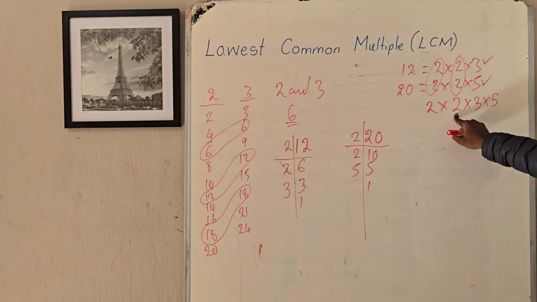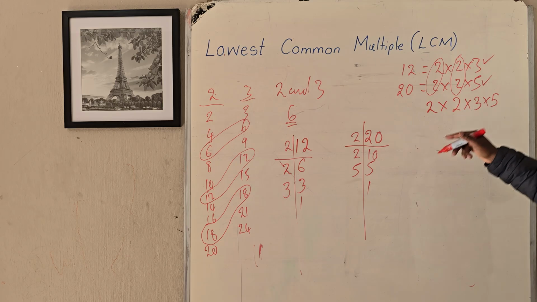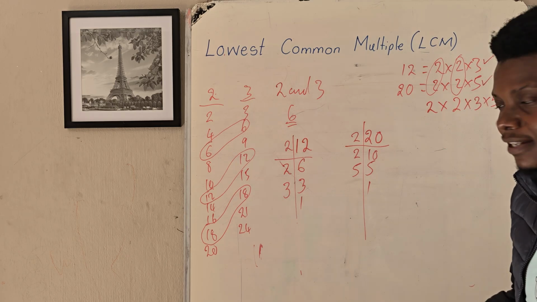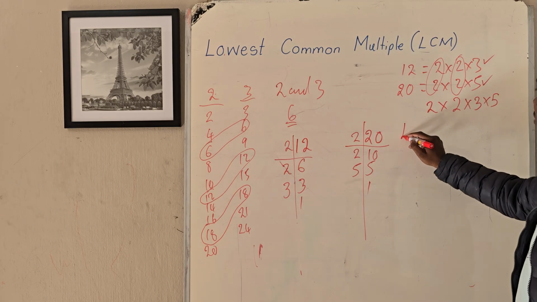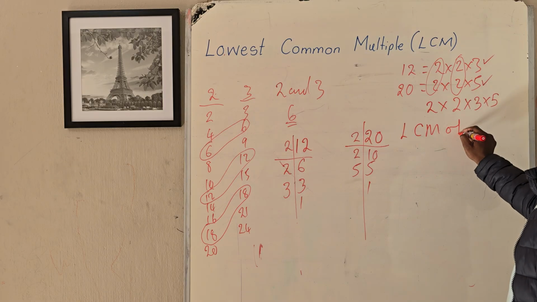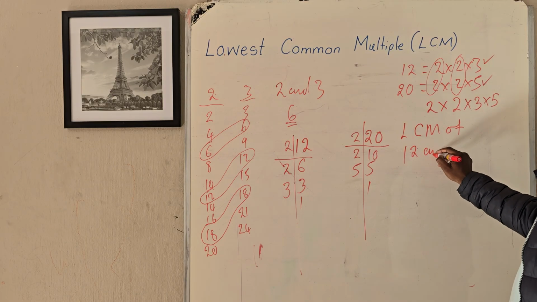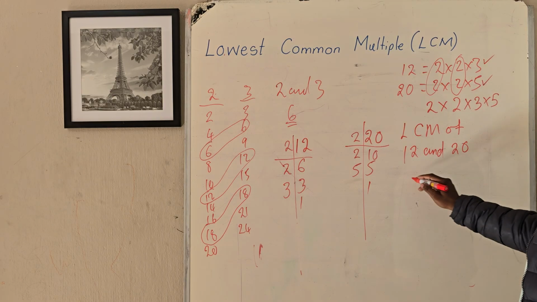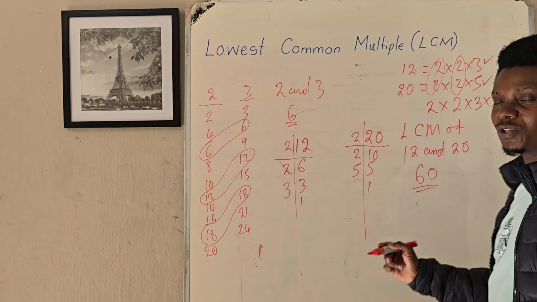2 times 2, that's 4. 4 times 3, that's 12. 12 times 5, that's 60. So now the lowest common multiple of 12 and 20 is 60. So that's what you do.